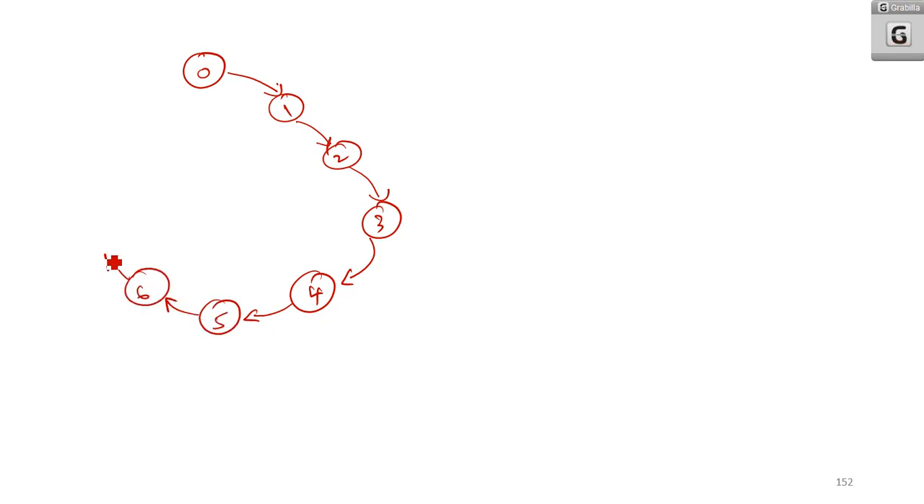0, 1, 2, 0, 1, 2. Then comes 3. Then comes 4. Then comes 5. Then comes 6. Then comes 7. Then comes 8. And at last you will get 9. I am just drawing the state diagram. That is a modified state diagram, which you are drawing.